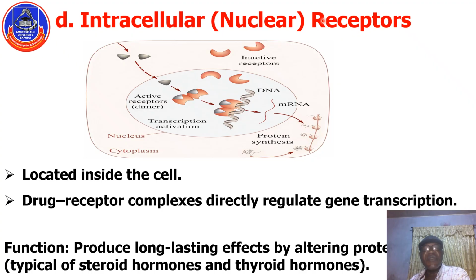Now, the key features of these are the slow onset but long-lasting effects, and they act on DNA directly. However, they do not use second messengers. They primarily control gene expression and protein synthesis. In essence, intracellular receptors convert chemical signals into genetic response, producing sustained physiological effects.